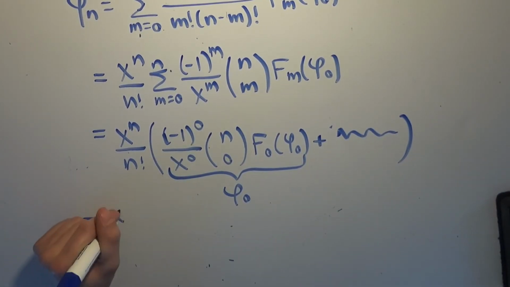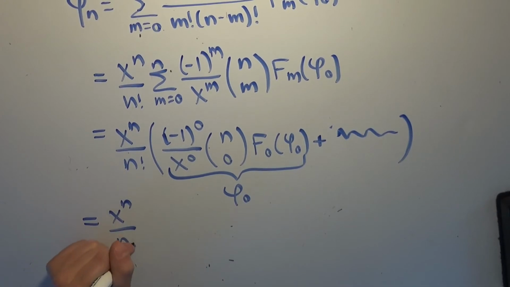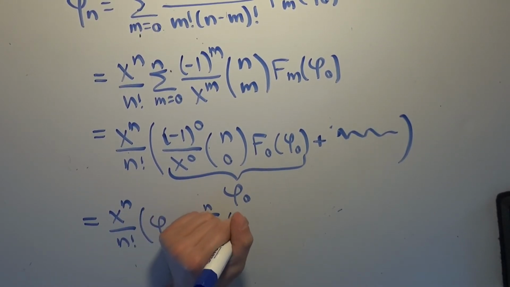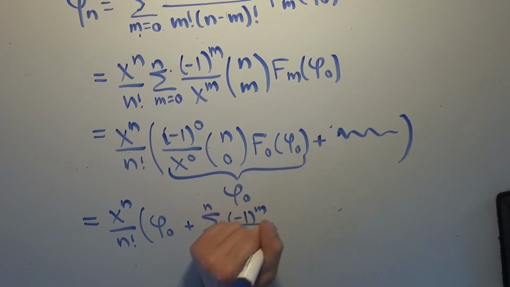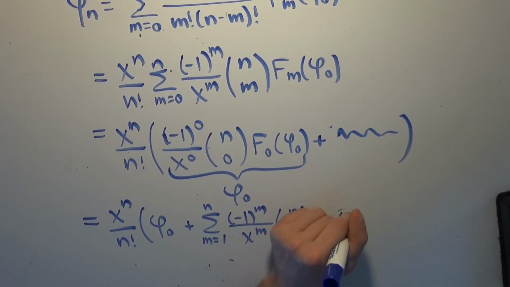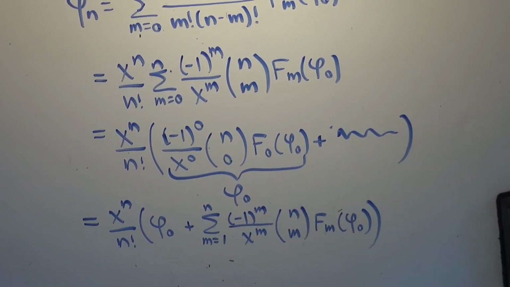So we now have x to the n over n factorial times the inverse of f, phi 0, plus the sum from m equals 1 now to n of -1 to the power of m over x to the power of m times n choose m times big F sub m of phi 0. And what I'm going to do is make that a minus sign and increase the power of -1 by 1 so that those things balance out.